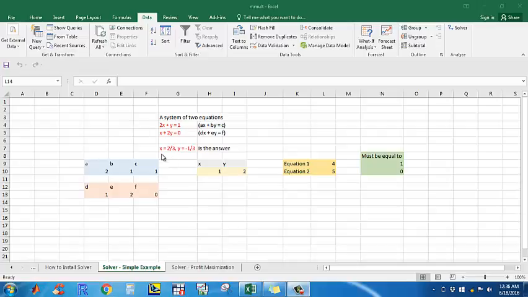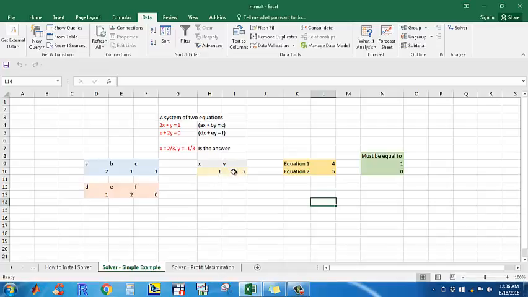I leave it to you to show that x is equal to 2 by 3 and y is equal to minus 1 by 3 is the answer. So like before, we'll construct two tables with a bunch of parameter values a, b and c for equation 1 and d, e and f for equation 2, where c and f would correspond to the RHS for equations 1 and 2 respectively.